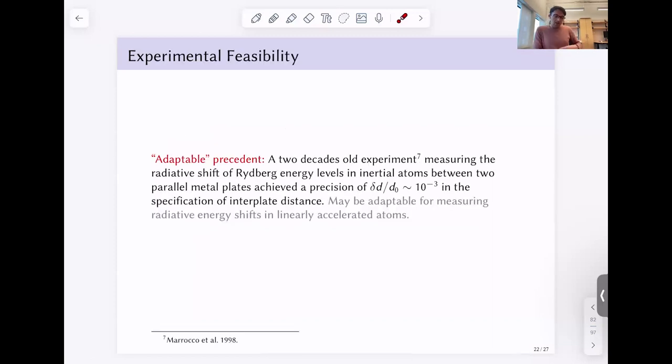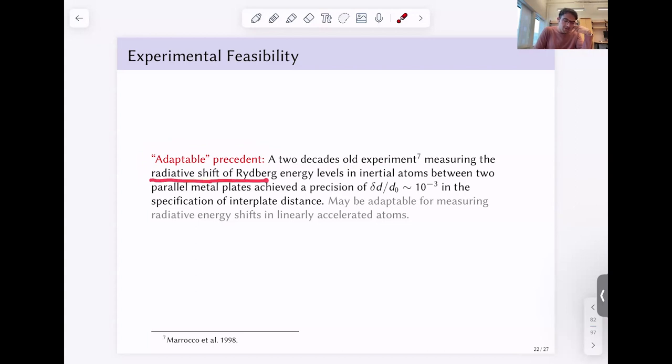So to motivate the requirement of this precision in cavity design, we refer to a 2-decade-old experiment, for the reason that you can consider it to be an adaptable precedent, in the sense that I mentioned in one of the earlier slides as well. The setup that they implemented differs from our setup only in the one aspect that we require to accelerate the atom.